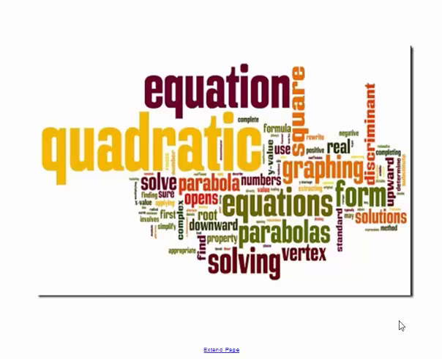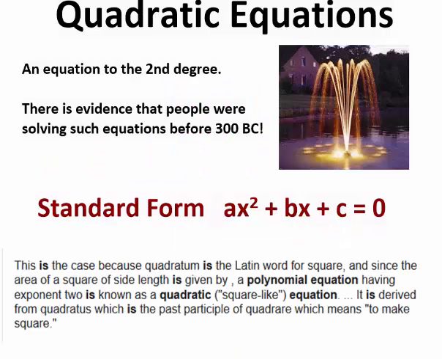We are embarking on a new adventure, solving quadratic equations. A quadratic equation is an equation of the second degree, and there is evidence that people were actually solving such equations before 300 BC. Why the picture of the fountain? Well, believe it or not, those sprays of water represent a parabola, which is the graph of a quadratic equation. And we'll be graphing quadratic equations later in the year.